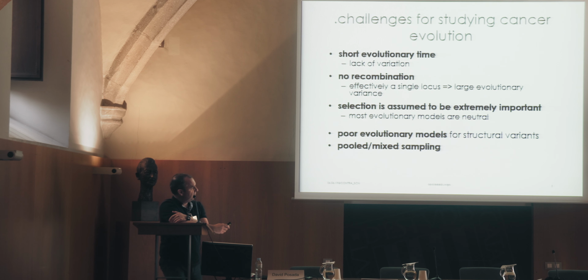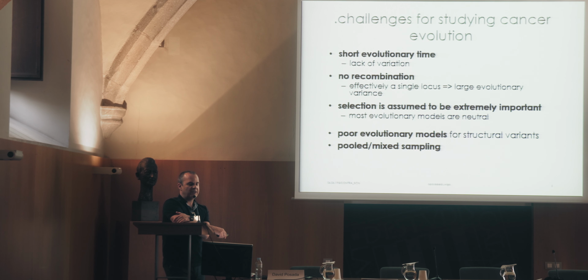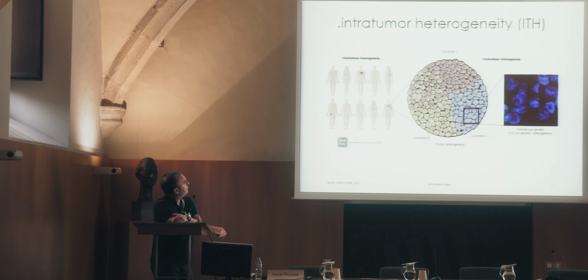Okay? So therefore, I would say that we have poor evolutionary models for structural variants. Doesn't matter for germline or somatic. We have poor models for structural variants. So therefore, we have poor models for structural variants in cancer. And then the way we sample is totally different, the way we sample tumors than the way we sample frogs or Drosophila flies in a population. And this has implications. Okay.